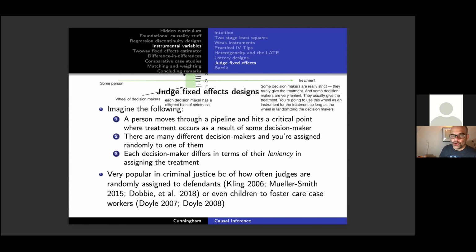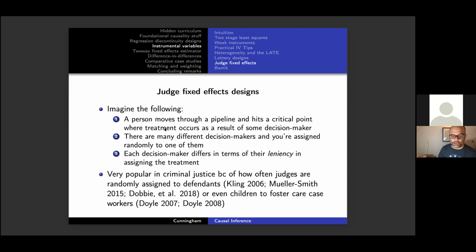Okay, that's what you're going to do. You're going to use this right here as your instrument for this, right? And then what you're going to do is you're going to have some outcome, and you're going to estimate the effect of the outcome using that predicted treatment with that instrument. Okay. So it's very popular in criminal justice because in the United States, we randomly assign judges to criminal defendants.